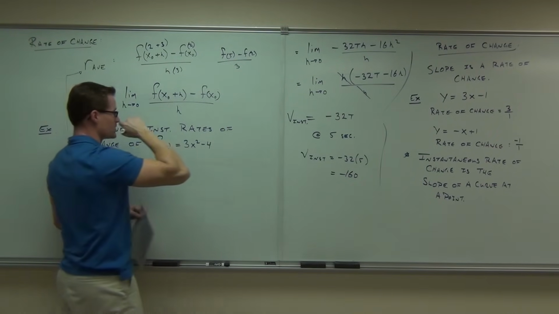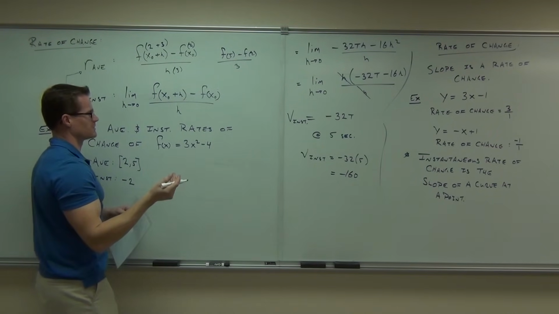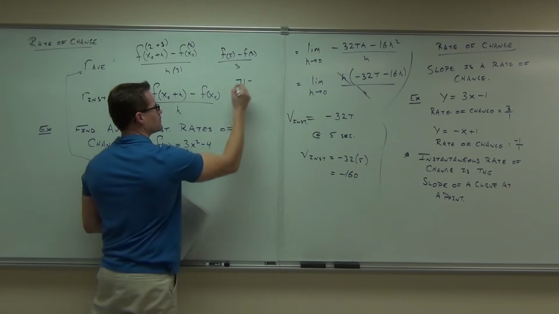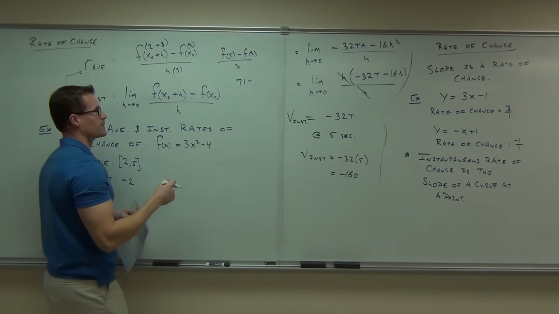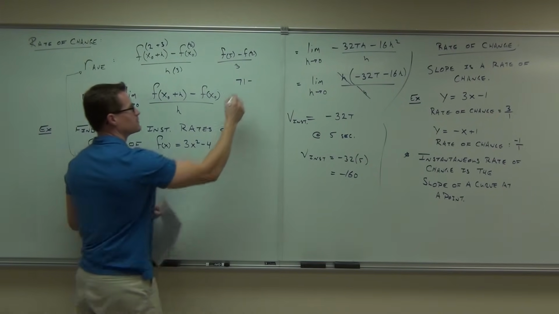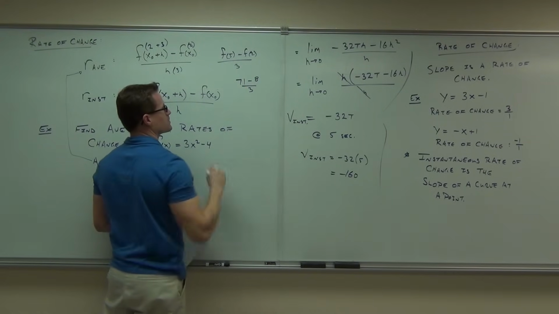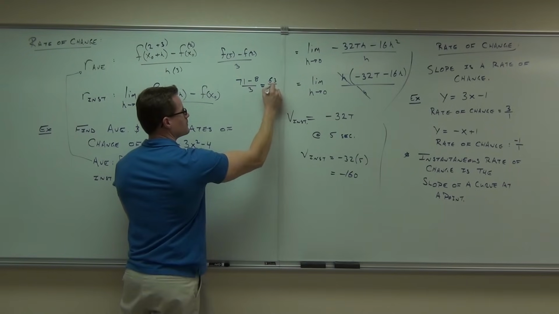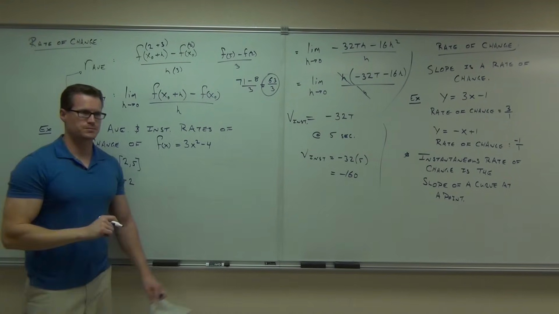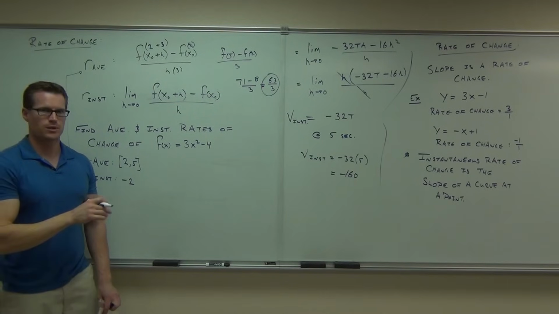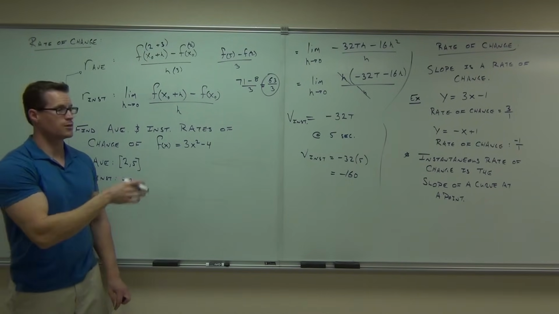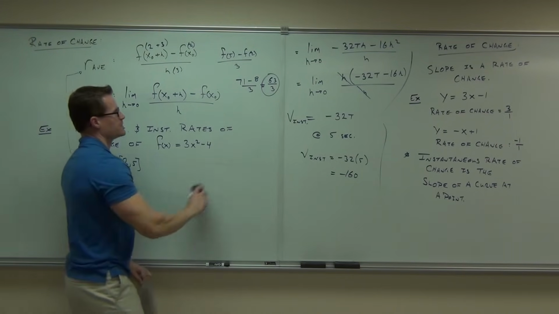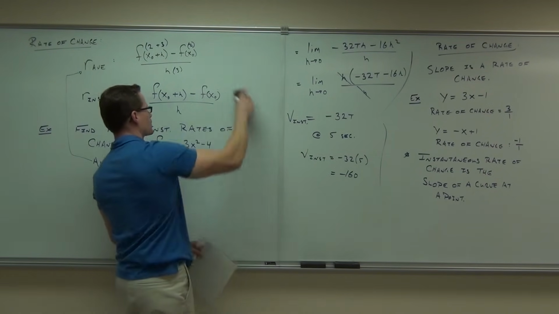Plug in 5, plug in the 2. What do you get when you plug in 5? 71? What do you get when you plug in 2? 8? Over 3? 71 minus 8. 63. That would be your average rate of change for that one. That's how you figure it out. Plug in the 5, plug in the 2 to your function. I plugged in right here. Then divide by your h. That's average. I'm definitely not going to show you the instantaneous right now because we've just done that.